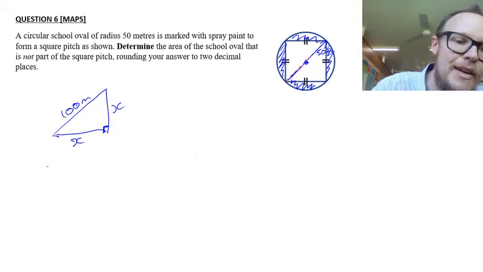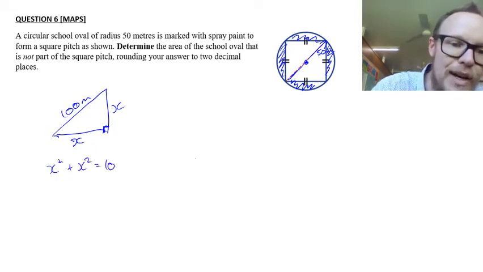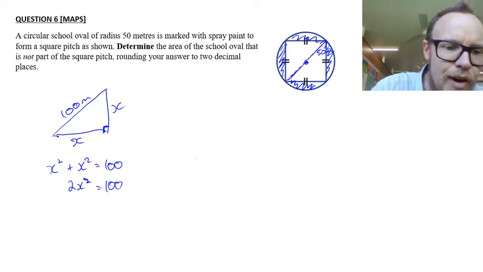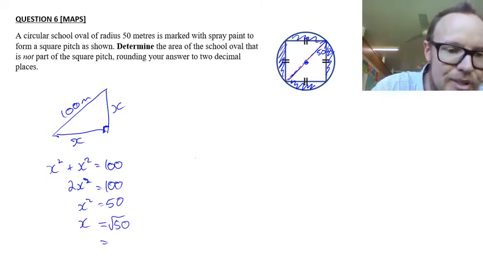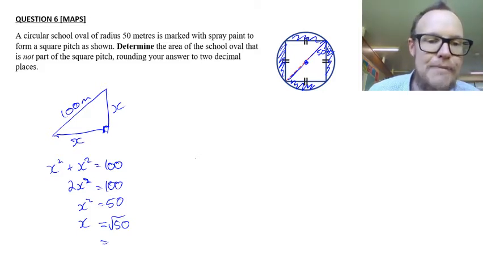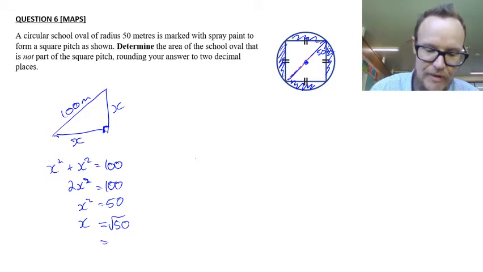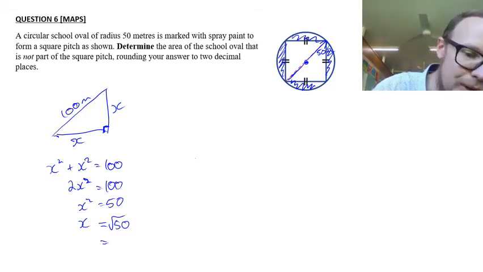So we can say x squared plus x squared equals 100. That means 2x squared equals 100. I can divide both sides by 2 and get x squared equals 50, and I can get x equals the square root of 50. So that means the side length of our square is the square root of 50, which is approximately equal to 7.07.